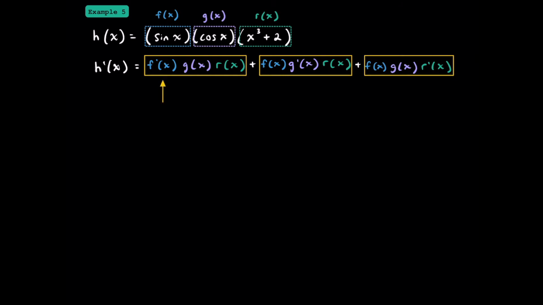Notice how in each of the 3 parts we're multiplying all 3 functions together? But in the first time we multiply them, we find the derivative of f of x. The second time we find the derivative of g of x. And in the third time we find the derivative of r of x.